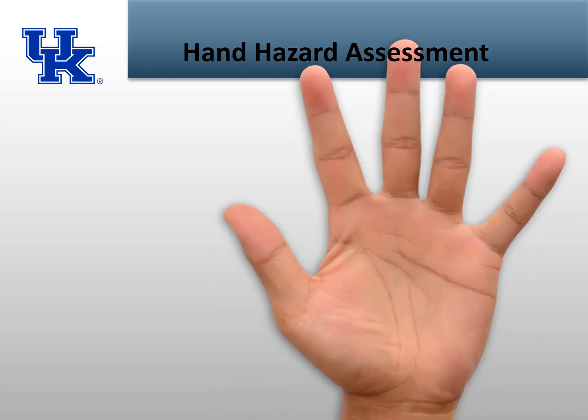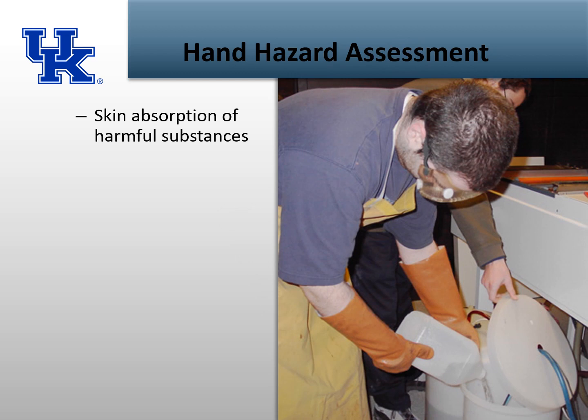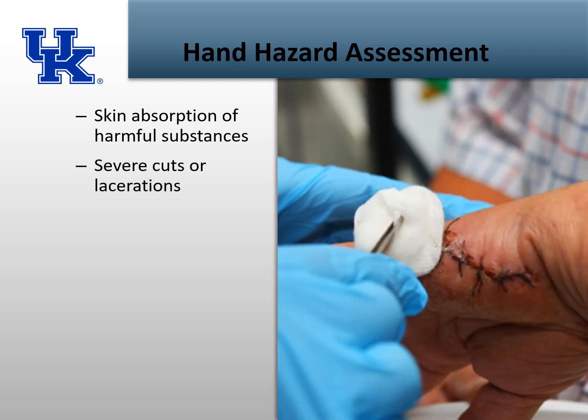A hand hazard assessment is very comprehensive because there are so many different possible causes of hand injuries. Skin absorption of hazardous materials can often occur through the hands and can cause skin damage. Severe cuts and lacerations can result from working with machinery and equipment. These machines should have protective guarding, but you still need to know about the possible hazards.